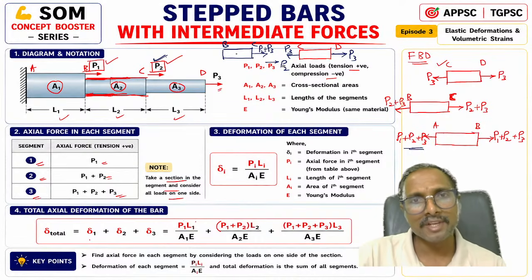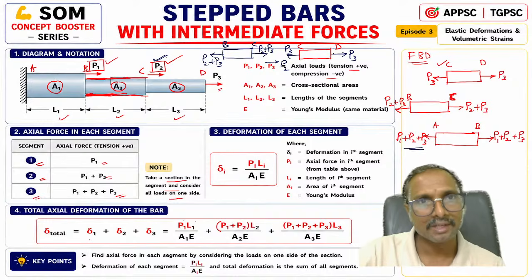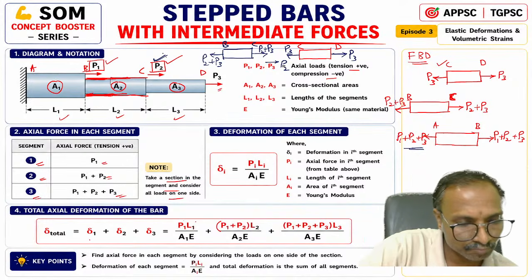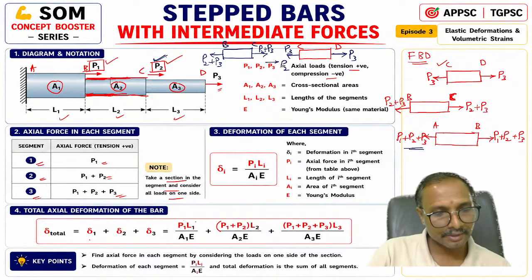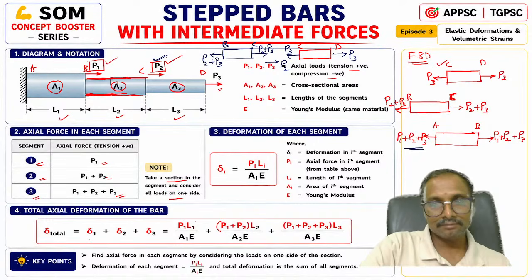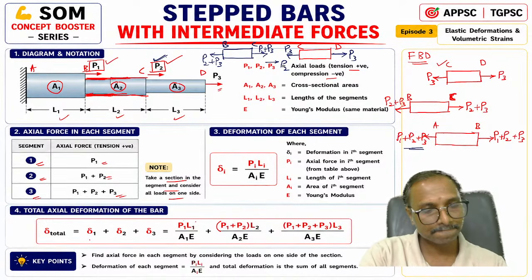So for member BC equilibrium, what should we do? On BC, right side P2 plus P3 is there. What should be on the left side? P2 plus P3 should be there, right. Left side also P2 plus P3. That is how it will be balanced. Same for the AB member also. Is it clear, Mahendra, now? Is it clear for BC portion? Right. So coming to this, I will explain this. Mahendra, did you understand everything?